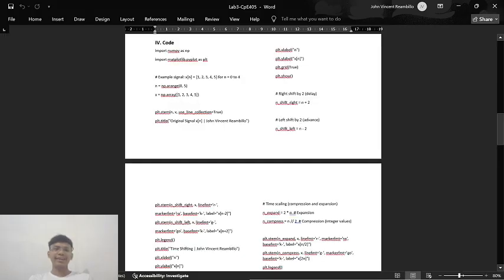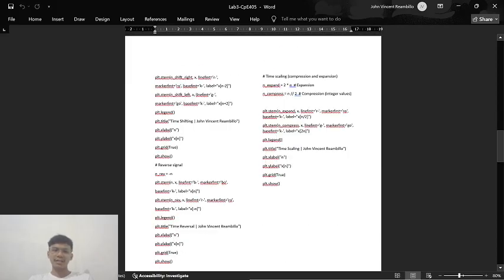To begin, I created a simple digital signal where x[n] equals 1, 2, 3, 4, 5 for n equals 0 to 4. This signal serves as our original reference. I first plotted it using matplotlib's stem function to show that the signal is discrete and defined only at specific points. Then I performed the three main transformations.